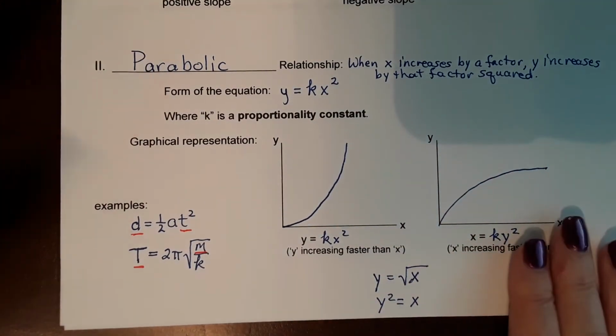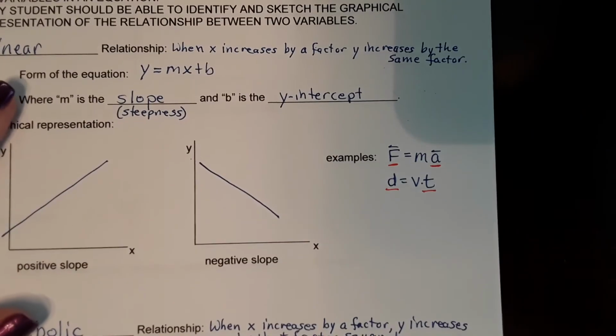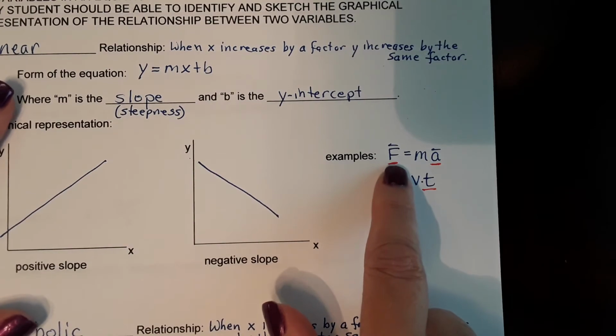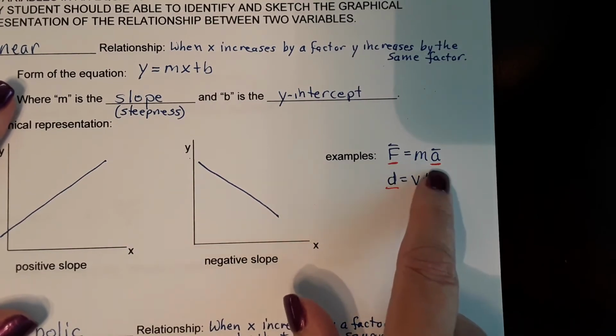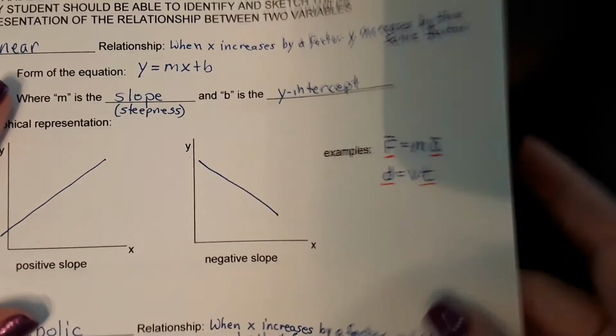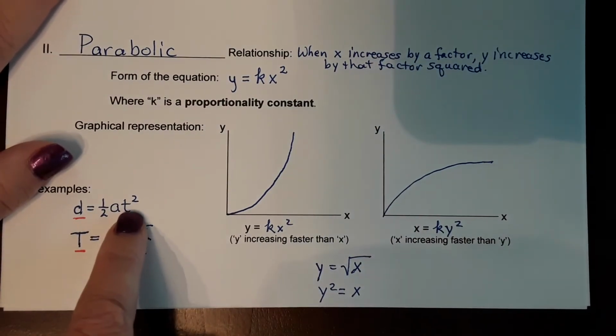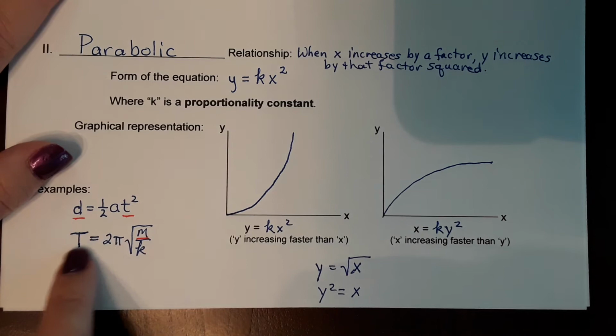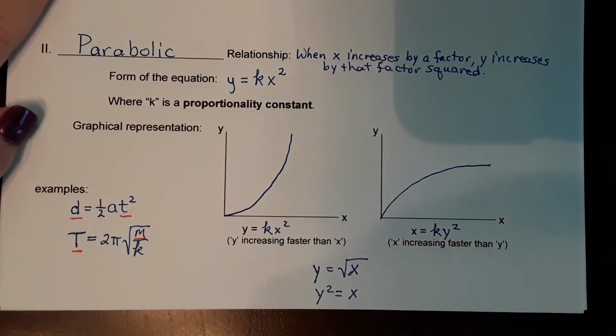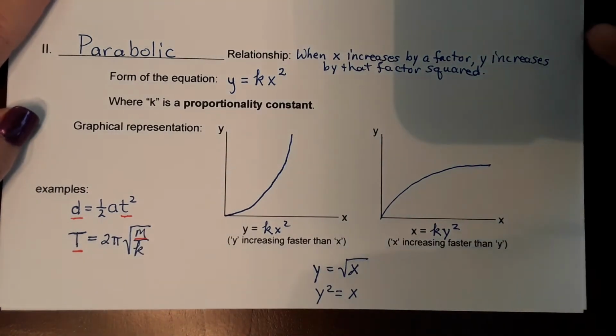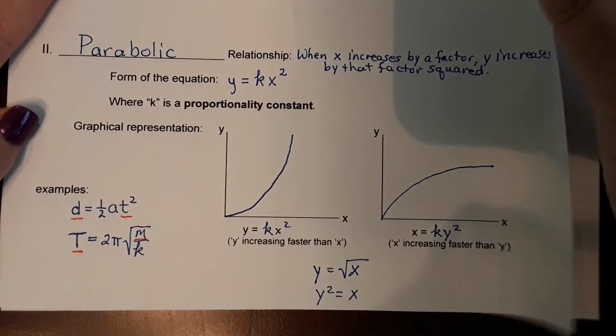All right, so now we can see two relationships. Here, linear, both are in the numerator, neither one is squared. In parabolic, both are in the numerator, but one of them is going to be either squared or square rooted. That's going to be parabolic. All right, now, what about the last relationship? Let's take a look.